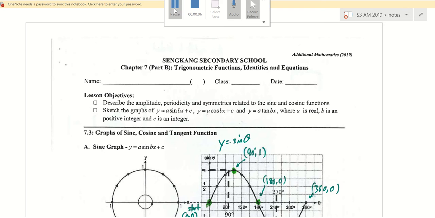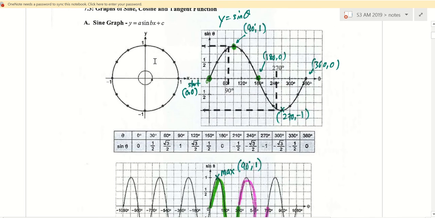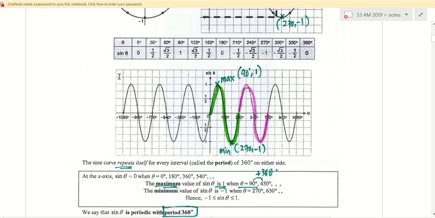Now, over here, this is what we have gone through the other time. We started with the sine graph. The sine graph always starts at 0. Then what happens? It goes up, then down, then down, then up again. So this is the sine curve pattern. Where do we stop?